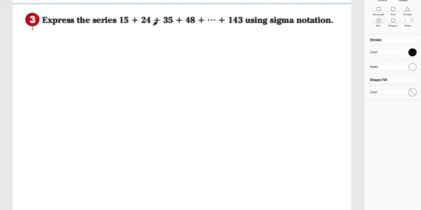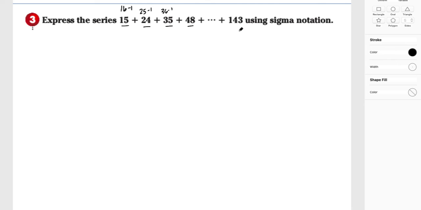Let's go ahead and take a look at this. Express this series here using sigma notation. Well, let's see if we can figure out what's going on. This isn't particularly straightforward or very easy to see, but if you notice 15, 24, 35, 48, these are all one off from a perfect square. So 16 minus 1 is 15, 25 minus 1 is 24, 36 minus 1, you see where we're going.